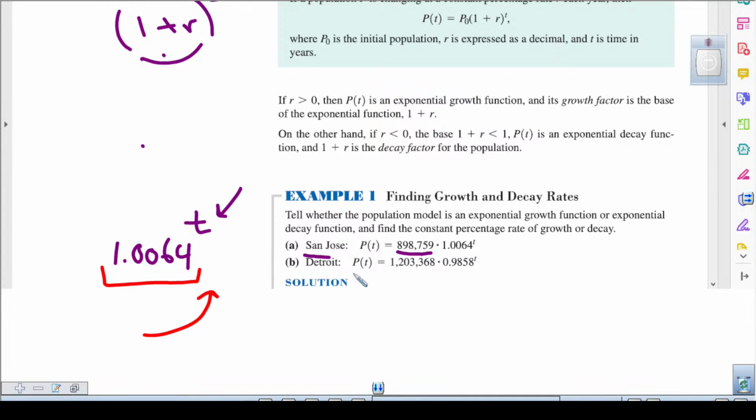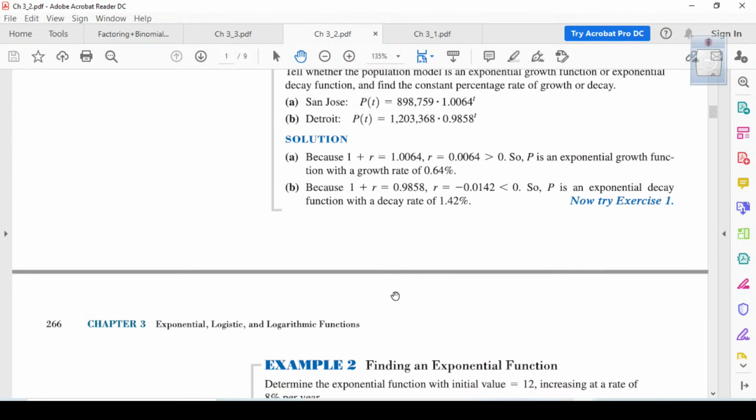How about Detroit? Well, let's take a look here. What's that number here? 0.98, whatever the number is, right? Well, that's not growing. Why is it not growing? Because it's less than 1. So exponential decay for Detroit is what we expect. Okay, that's population growth. You could also use this again for bacteria growth, or for some other applications.